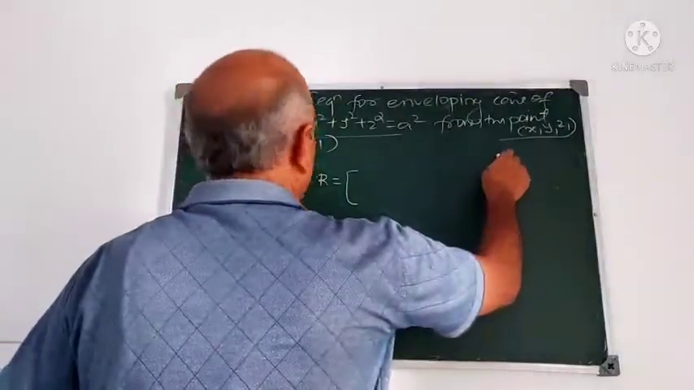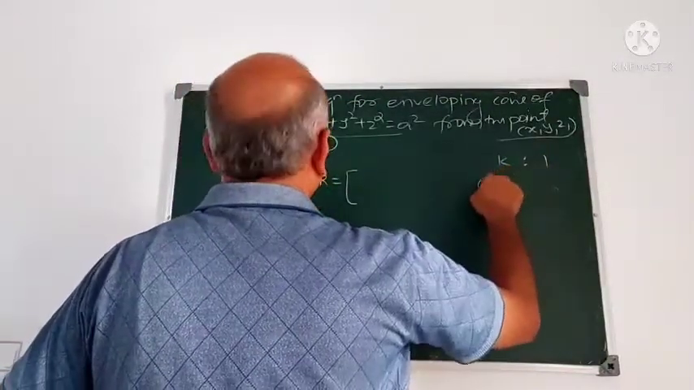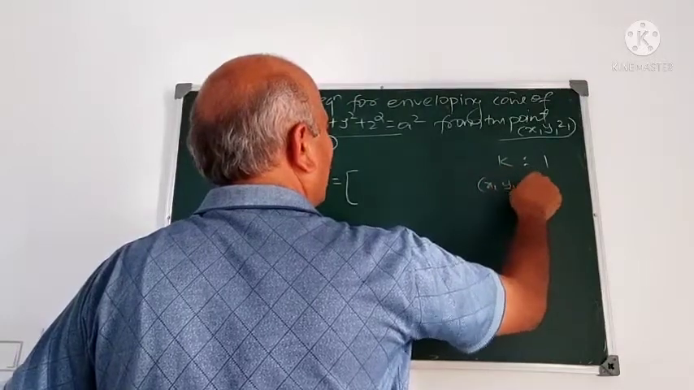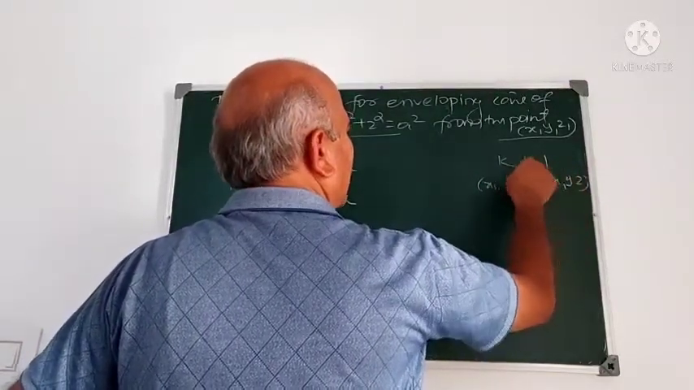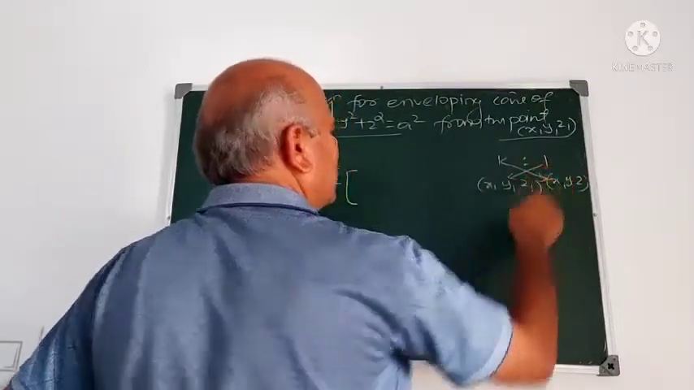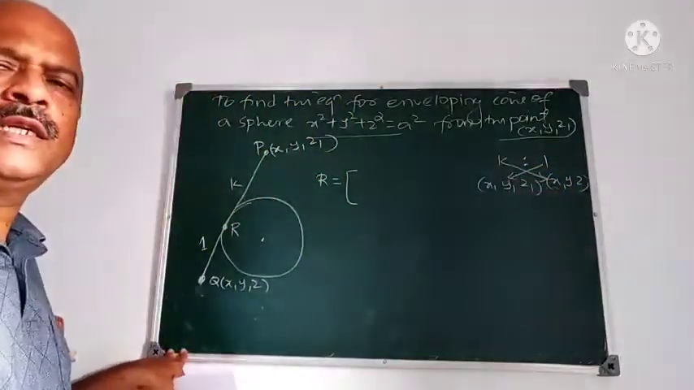See, the scheme of the section formula is like this: k is to 1, x1 y1 z1, and it is x y z, and the formula is like this. This is the scheme of the formula. I use this as a scheme.